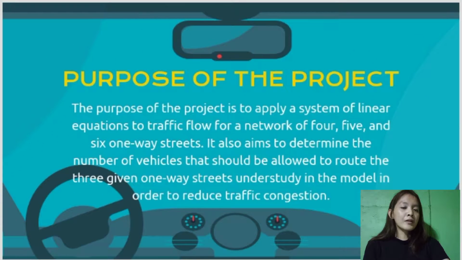The purpose of the project is to apply a system of linear equations to traffic flow for a network of 4, 5, and 6 one-way streets. It also aims to determine the number of vehicles that should be allowed to route the 3 given one-way streets under study in the model in order to reduce traffic congestion. Let's start.